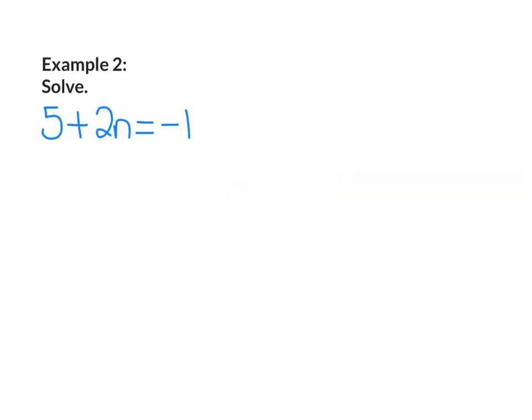Example 2. Solve 5 + 2n = -1. I need to get my variable alone, so I need to move the constant, which is 5, to the other side. I know that 5 is positive, so I need to do the exact opposite, which is subtract 5 from both sides. This will cancel out. I'll be left with 2n = -1 plus -5, which is -6.